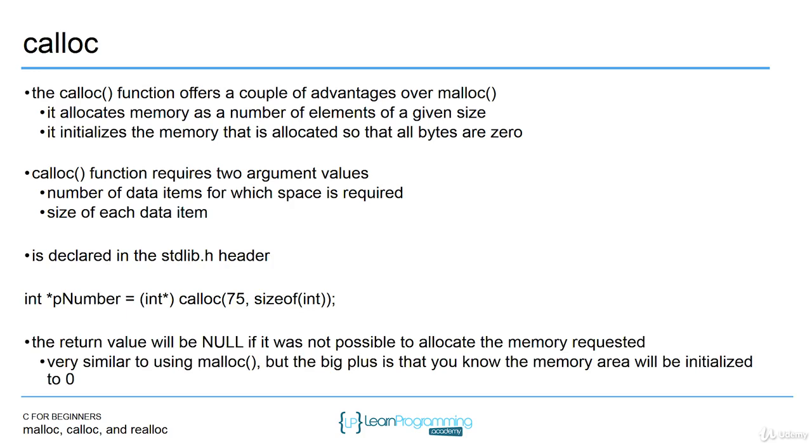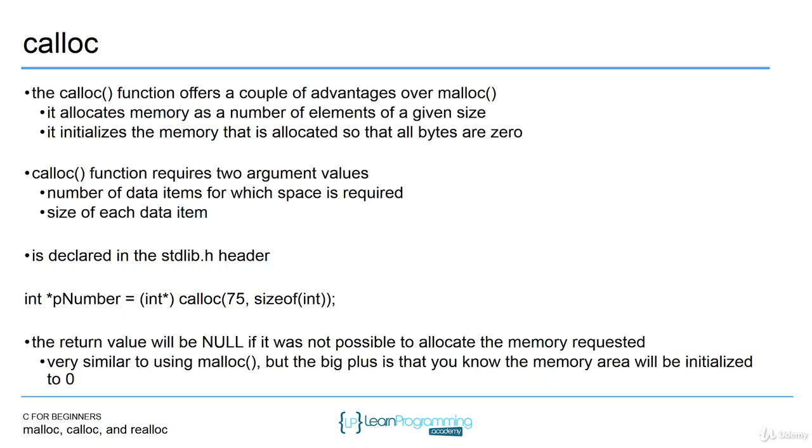The return value could be null if it's not able to allocate that memory, which in turn you should abort. But it's very similar to using malloc, except the big plus is this initialization. All of the ints are initialized to 0, and that's a really big deal, big advantage. It's also a little bit easier to use with the 2 parameters.